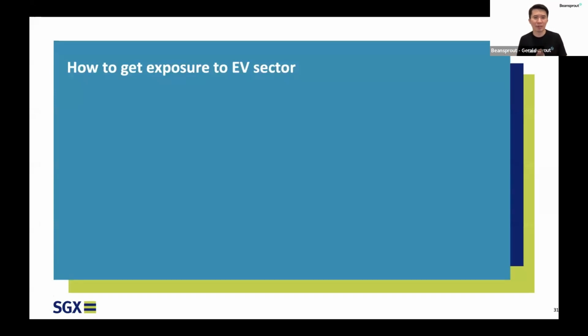Okay, so we have talked about the two key risks and what we will look out for in the EV sector. Lastly, we'll start to be looking at what are the ways that we can get exposure to the EV sector.